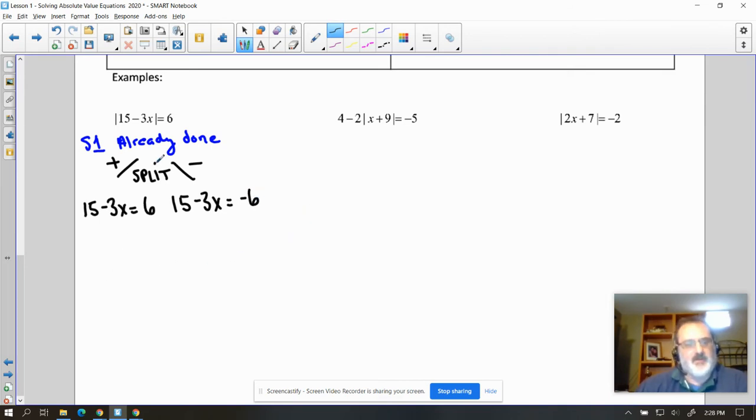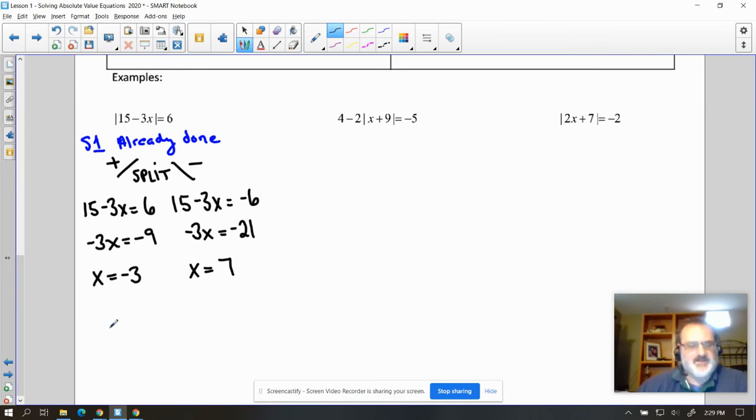Now solving both of these is going to give me two different answers. Here I subtract 15 from both sides, and negative 3x equals negative 9. Then I divide by negative 3, and x equals negative 3. Here I subtract 15 from both sides, but negative 3x comes down equal to negative 21, because negative 6 minus 15 is negative 21. Then when I divide by negative 3 this time, I'm going to get positive 7.